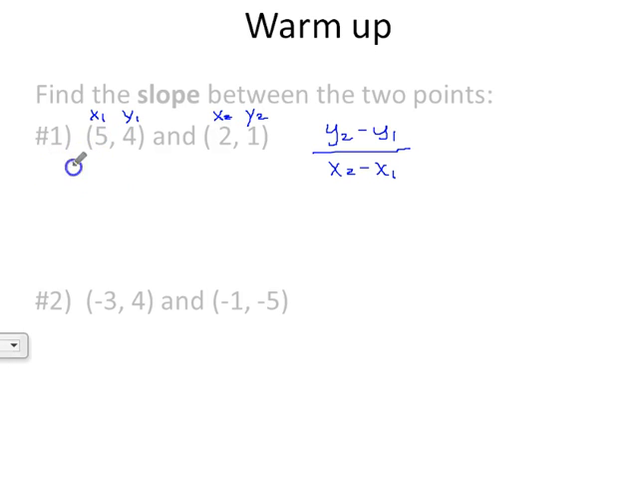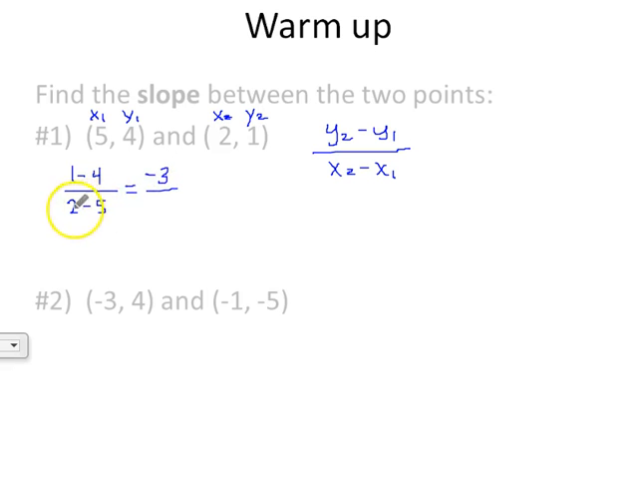So we're going to have 1 minus 4, divided by, and we're going to do the same thing for the x coordinates. We take the second x coordinate minus the first x coordinate. That would be 2 minus 5. Now let's do the math. What's 1 minus 4?